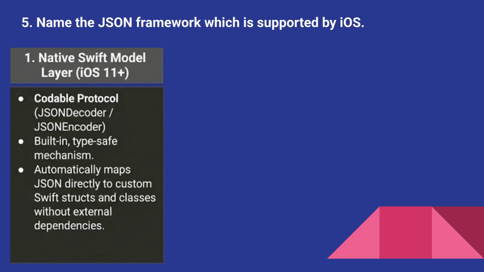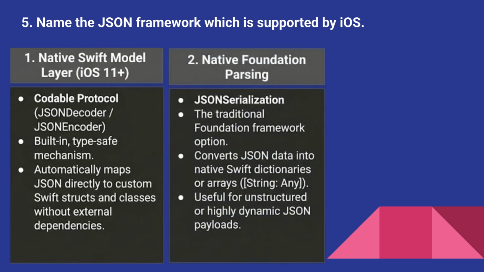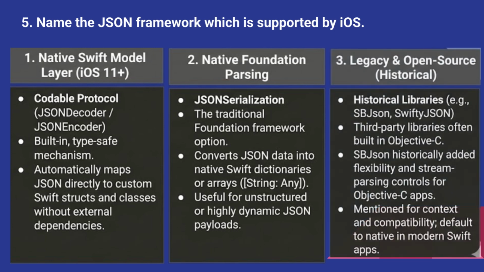If you are dealing with unstructured or highly dynamic data where you can't easily predefine a model structure, Apple provides JSONSerialization inside the Foundation framework. This is a lower-level native utility that safely parses raw JSON data into standard Swift dictionaries and arrays. Finally, it's highly valuable to acknowledge open-source frameworks like SBJSON.